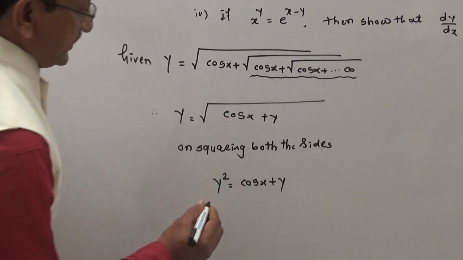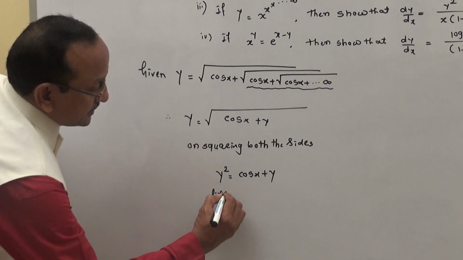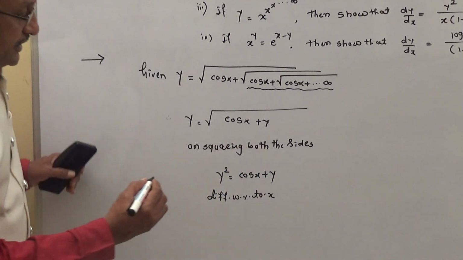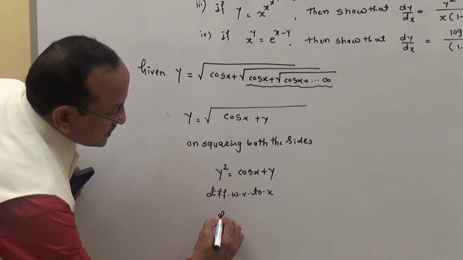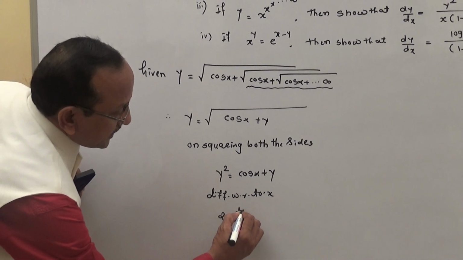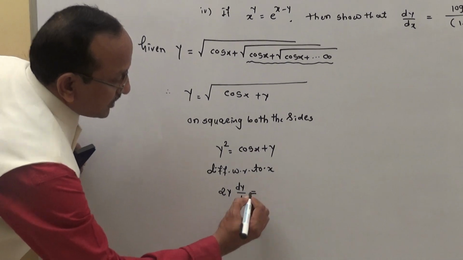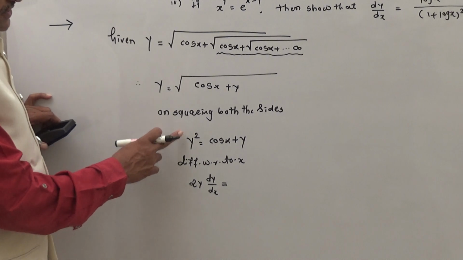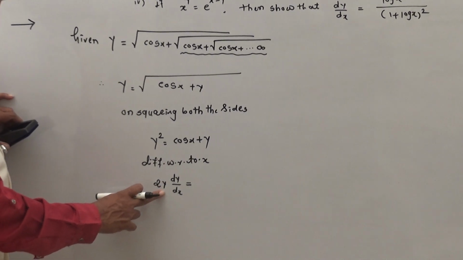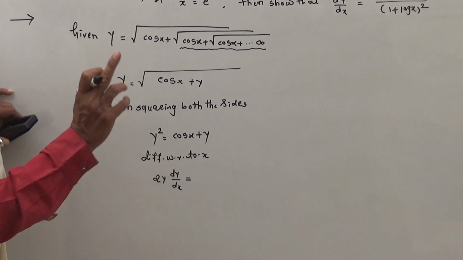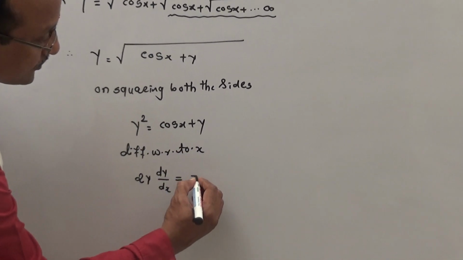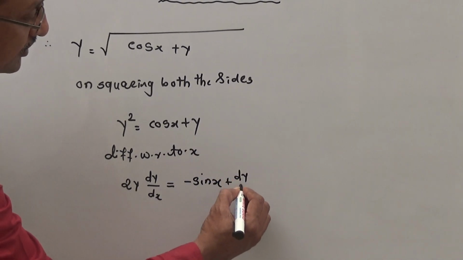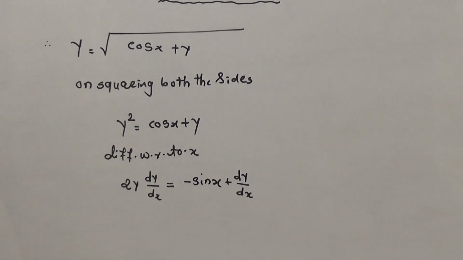So now differentiate this function with respect to x. Then the derivative of y square is 2 times y into the derivative of y, which is dy by dx, by applying the chain rule here. The derivative of cos of x is minus sin of x, plus dy by dx.